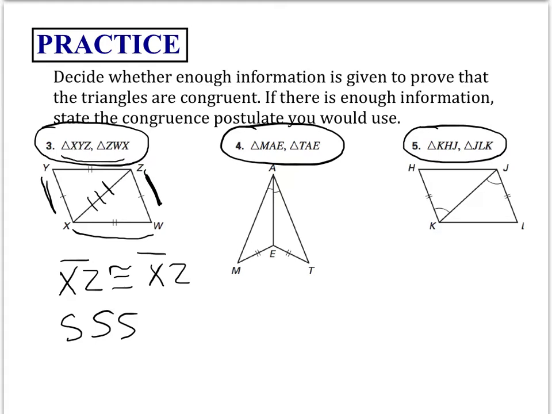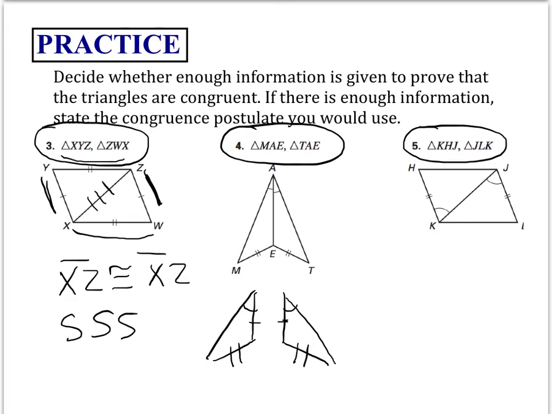Same thing here, guys. Break these up. It'll be easy for you to see. If we were to break these up, you see that this side is congruent to this side. AE will be congruent to itself. And then we have this angle here. Now, is this enough to tell us that these two triangles are congruent?